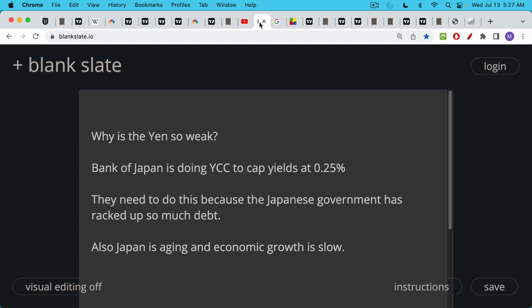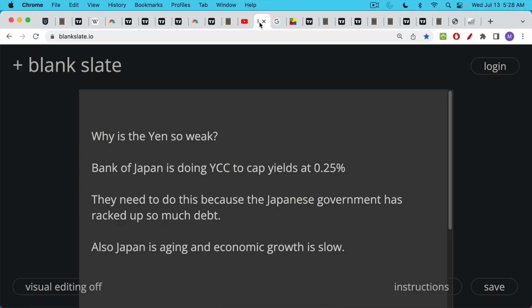You might see this abbreviated YCC. What they're trying to do is to cap the yields on their 10-year government bonds at 0.25%. That's not 25%, that's one quarter of one percentage point. So we can see that interest rates are still very, very low in Japan, as they have been really since the bursting of the Japanese real estate and stock market bubble in the late 80s, early 90s.